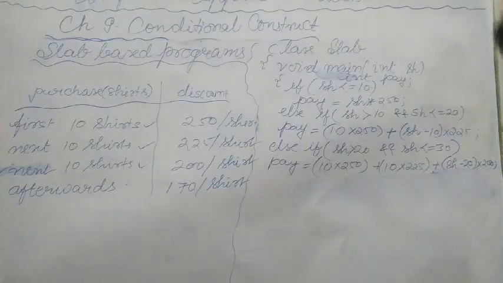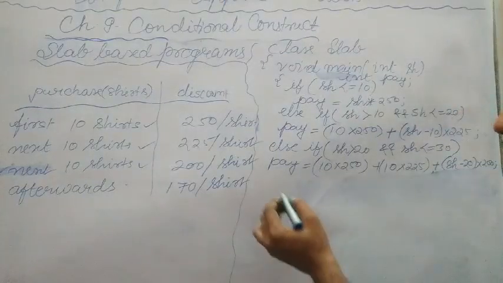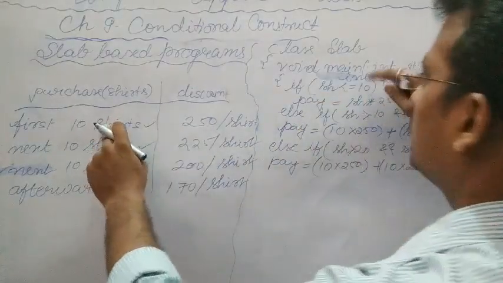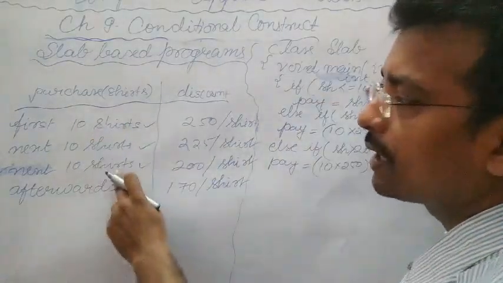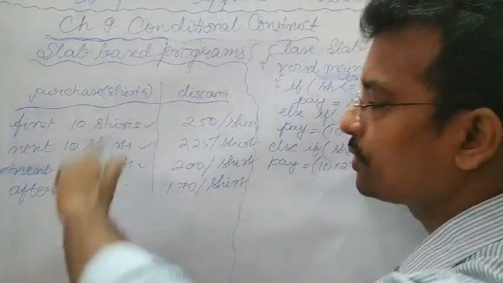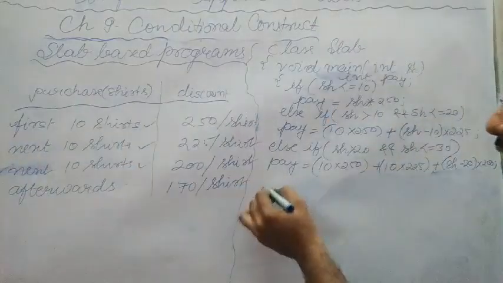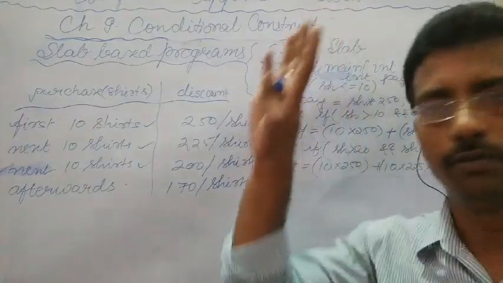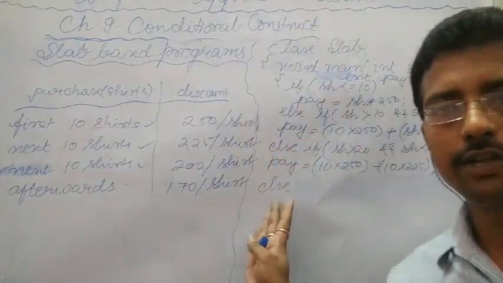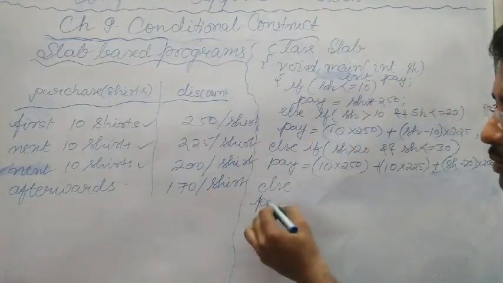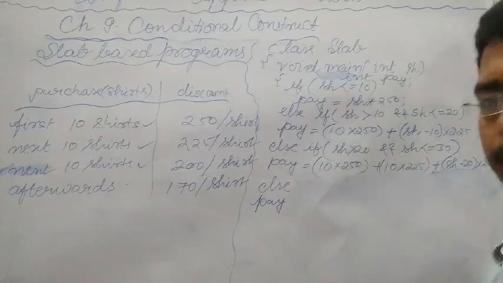Now you are proceeding to the next, third condition. One condition we have covered, second condition we have covered, third condition we have covered. Now there is no need to make a new condition. You directly write else. Else means if all three are false. So obviously the next condition will be correct, and because of that, suppose someone has purchased 35 shirts.